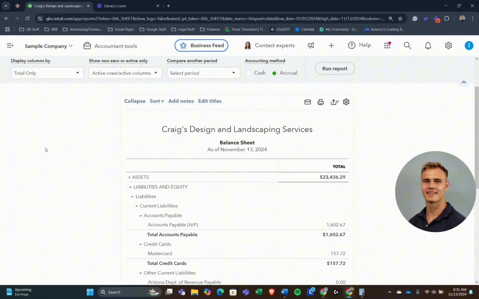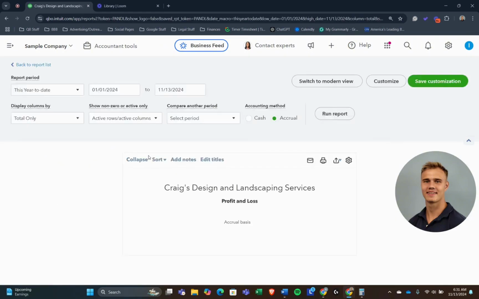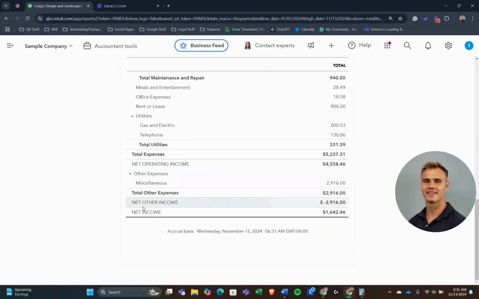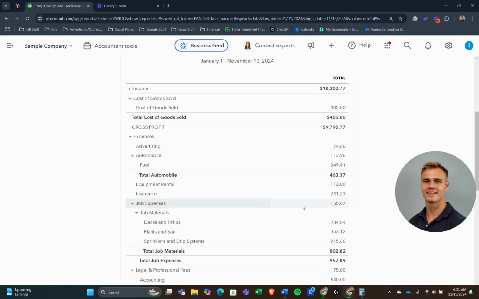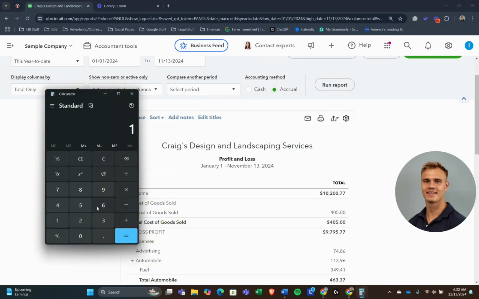So the final ratio that I wanted to talk about is the net profit margin ratio, and that'll come from our profit and loss statement. So if we come over here, we can scroll all the way down. That's what the owners, such as myself, we're always looking at the bottom line. Obviously, we're comparing that to the revenue in this case, because what we're going to do is take this net income and divide that by the total income. So what was that? 1,642. 1,642 divided by 10,200, which is a net profit ratio of 0.16.